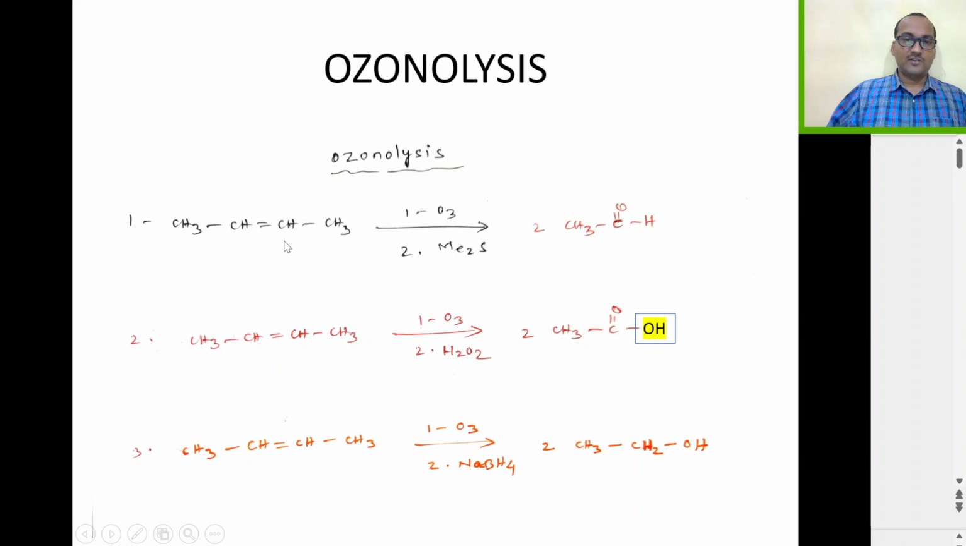So once you react the alkene with ozone you will end up with ozonide, but if you react further with dimethyl sulfide or hydrogen peroxide or sodium borohydride you will end up with a different product. So in presence of dimethyl sulfide you will end up with acetaldehyde, an aldehyde. And if you take hydrogen peroxide it will undergo oxidative workup, you will end up with acetic acid. And if you react with sodium borohydride you will end up with alcohol.